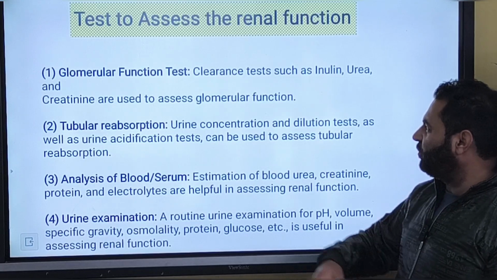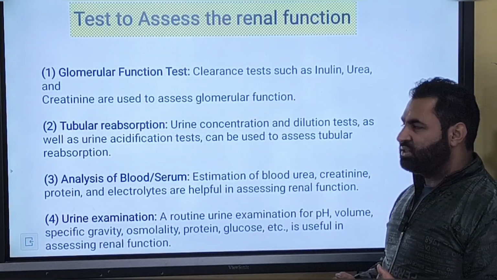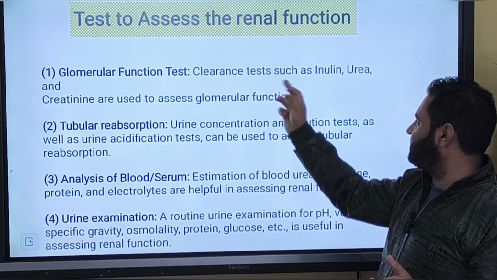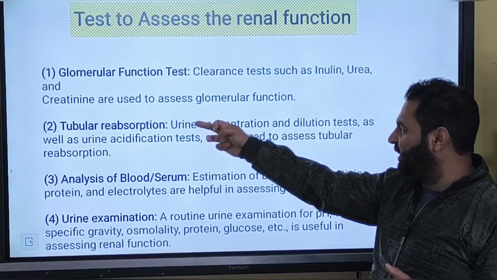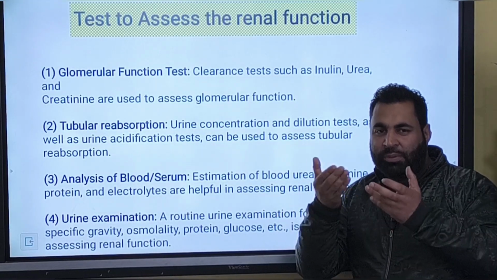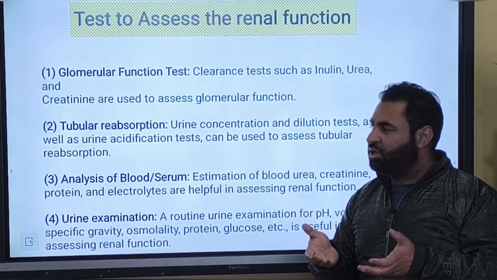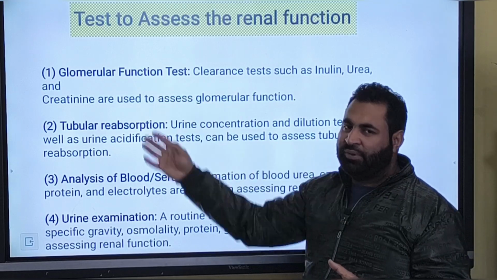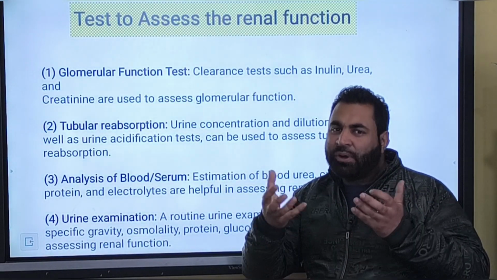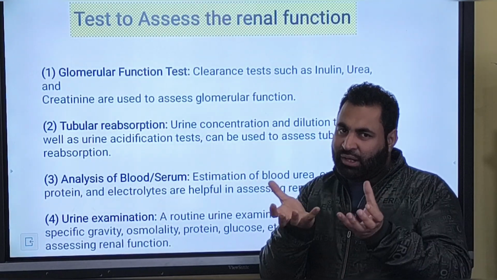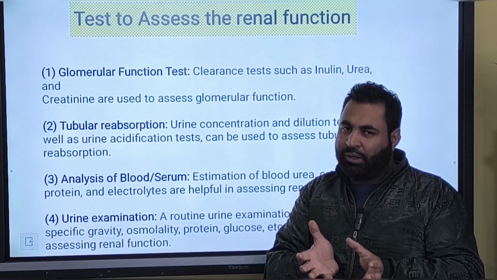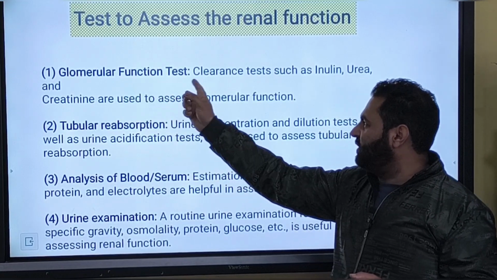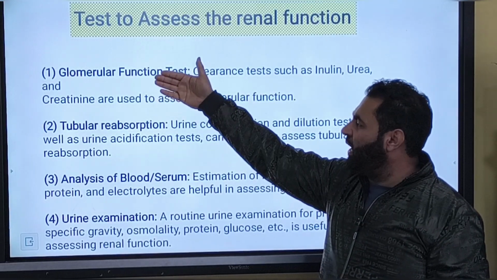Some of the tests are glomerular filtration tests, which are clearance tests. How our blood or plasma is cleared of different components: we have the inulin clearance test, urea clearance test, creatinine clearance test. How these things are cleared from our blood during filtration. So these are glomerular function tests. They tell us how our glomeruli are functioning, how many nephrons are functioning, whether nephrons are functioning okay or not, and whether the filtrate is formed optimally or not. So these glomerular function tests or clearance tests tell what is happening at the glomerulus.